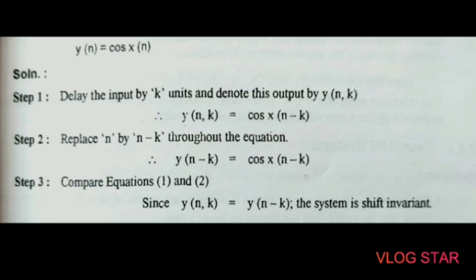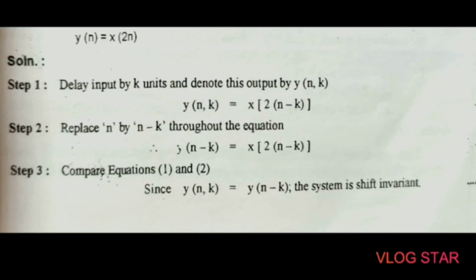So we can see the equation number 1 and equation number 2, that is value of y of n comma k and the value of y of n minus k both are equal. Hence the given system, that is cos of x of n, is shift invariant system. Okay.